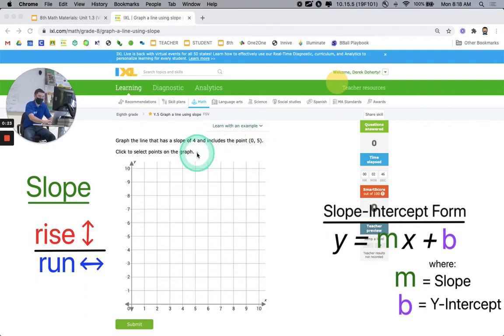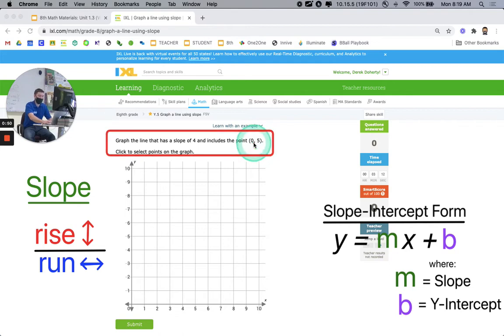So in this case, if we're taking a look at the first problem here, they tell us graph a line that has a slope of 4 and includes the point 0, 5. And it says click to select points on the graph. So if I want to graph a line, the first thing I want to know is a starting point. Where do I need to put my first point? And in this case, they actually give us the y-intercept. We'll talk about this in other assignments, but the 0 and 5 really represents the y-intercept.